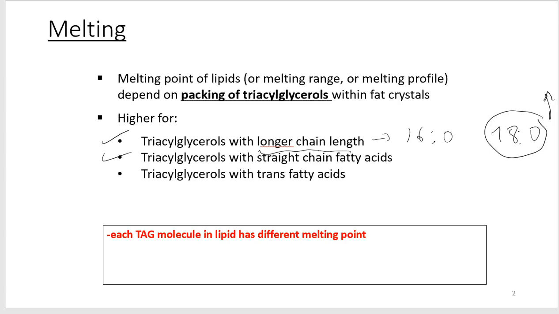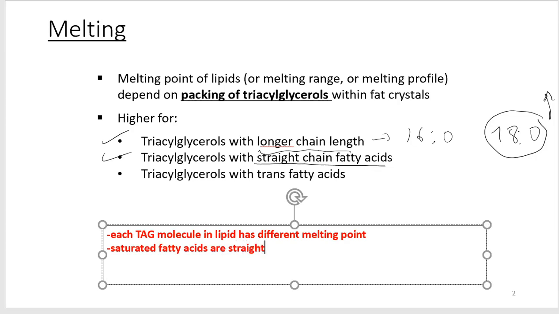And the second one. The melting point of lipids will be higher if lipid contains 3-acylglycerols with straight chain fatty acids. So what is that? Straight chain fatty acids. That means saturated fatty acids. Okay, I'm going to write here. So saturated fatty acids are straight.